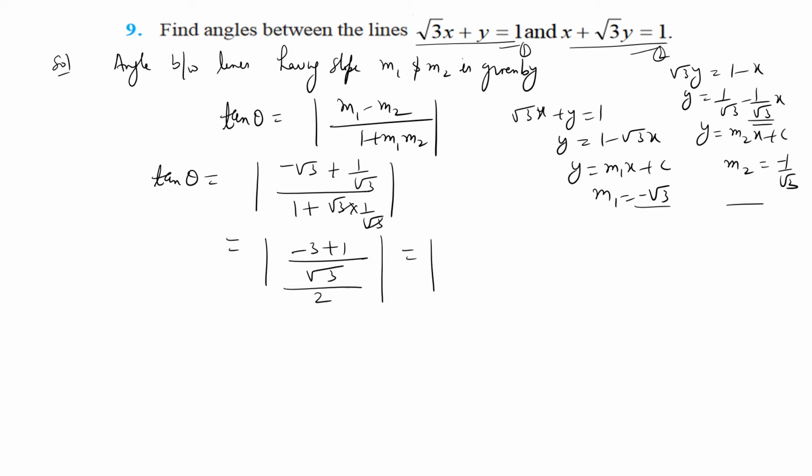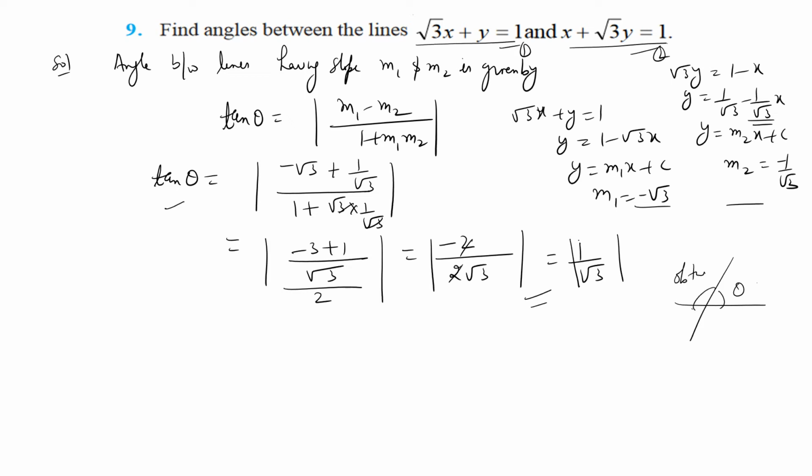So that is minus 2 upon 2 root 3, and I'll get it as 1 upon root 3. Okay, this is 1 upon root 3. Now I always told you that if two lines are making an angle, if one is acute, the other one will be obtuse. So if you get theta, the obtuse one can be calculated by 180 minus theta, right?